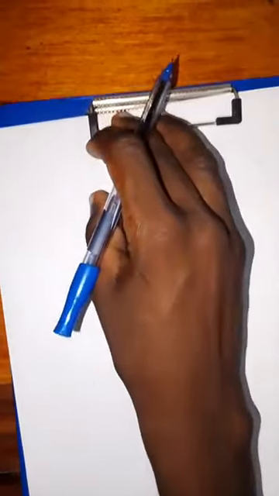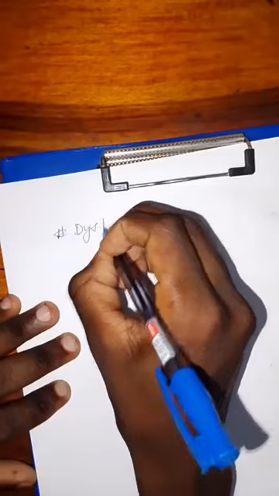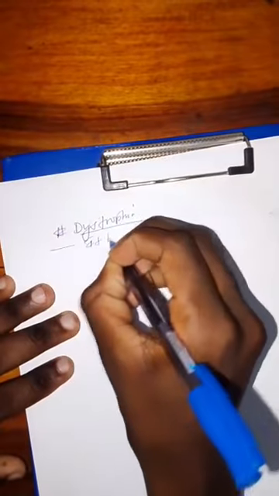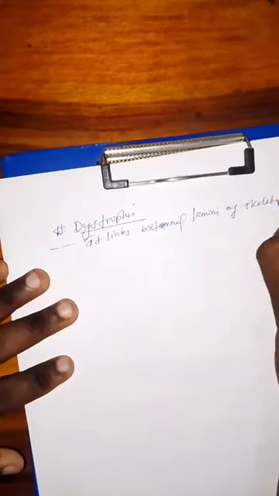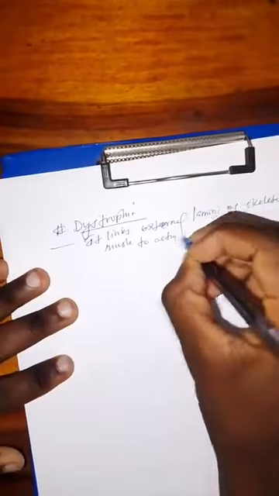So there's another protein. It's not on the sarcomere, but you have to know this. It's called dystrophin. So do you know what this is? This dystrophin is the one which links the external lamina of the skeletal muscle to the actin filament.